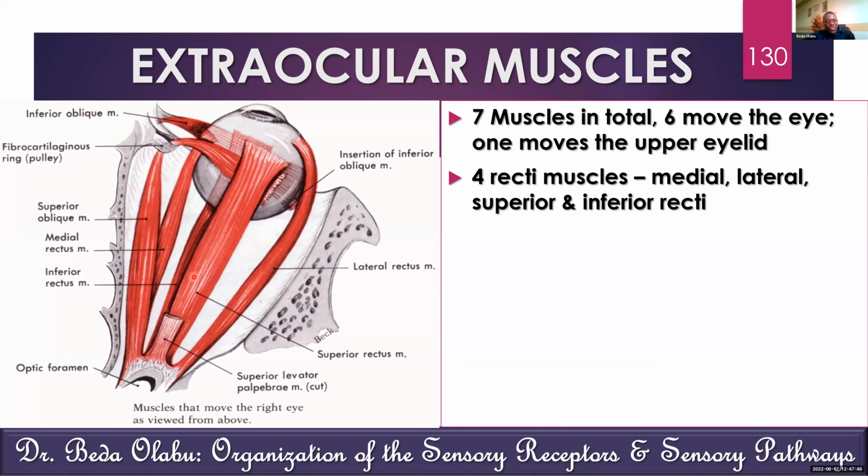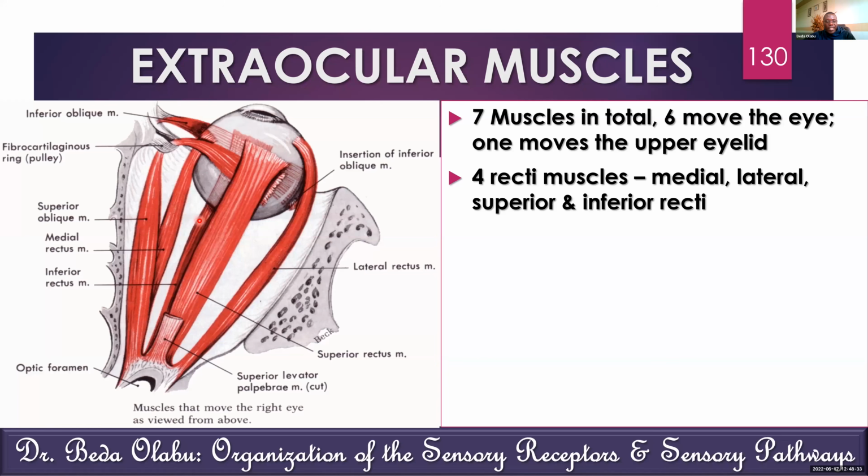There are 4 that run straight to the eye. We call them recti muscles. 1 on top, superior rectus, 1 below, inferior rectus, 1 medially, medial rectus, and 1 laterally, lateral rectus. If the superior rectus contracts, it will pull the upper part of the sclera backwards, and that will make the pupil face up. So superior rectus makes the pupil face up. We call that elevation. Superior rectus elevates the eye.